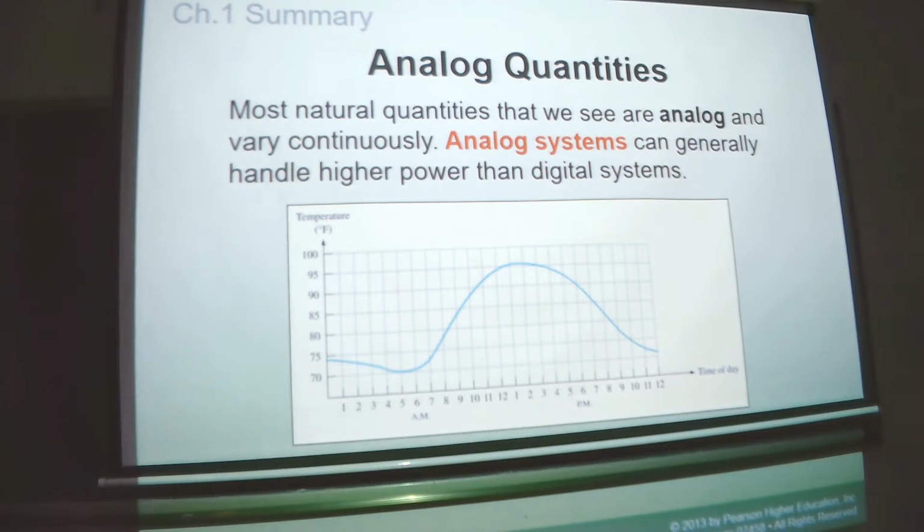Higher power. Do you know power? Power equals W, what, by time? Power into time? No. What equals power? It equals U multiply I.